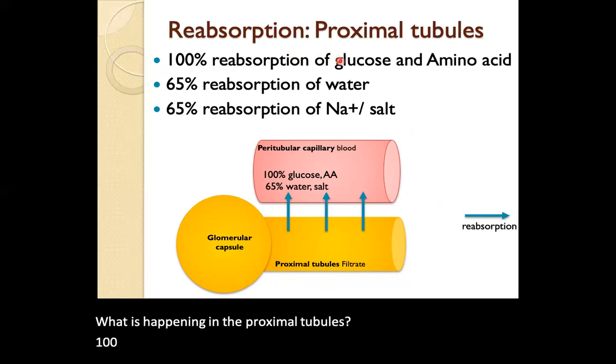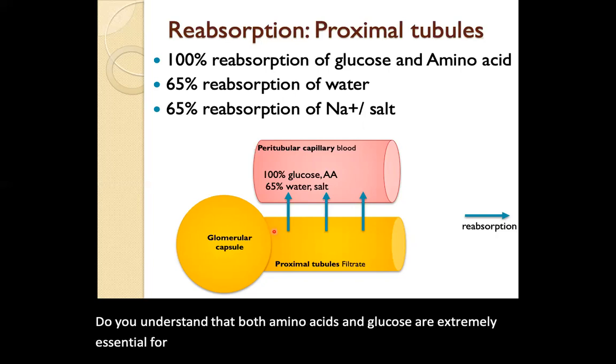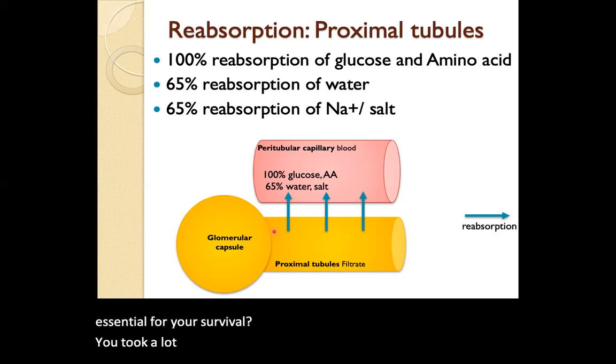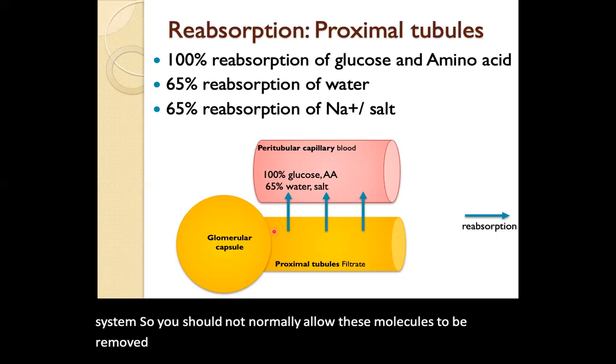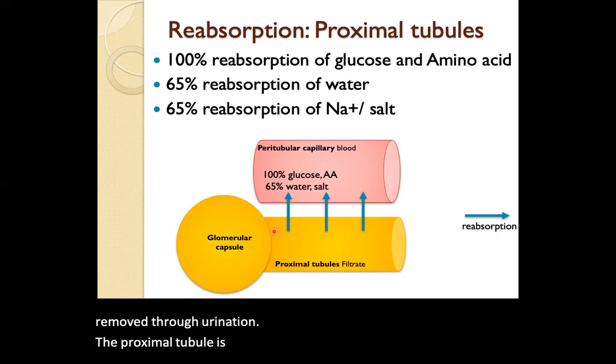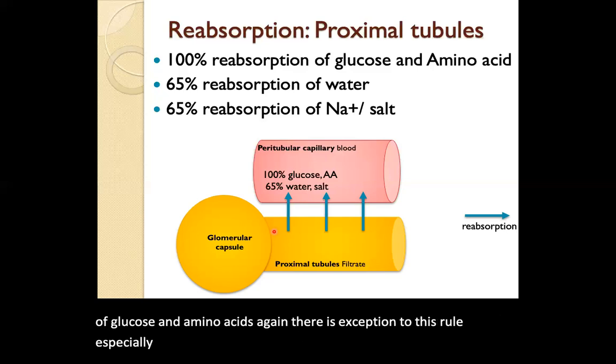100% reabsorption of glucose and amino acids happens. Do understand that both amino acids and glucose are extremely essential for your survival. You took a lot of effort to bring those glucose and amino acids into your system. So you should not normally allow these molecules to be removed through urination. So the proximal tubule is the most effective structure and it absorbs 100% of glucose and amino acids. Again, there is an exception to this rule, especially in terms of glucose, where a person is diabetic.